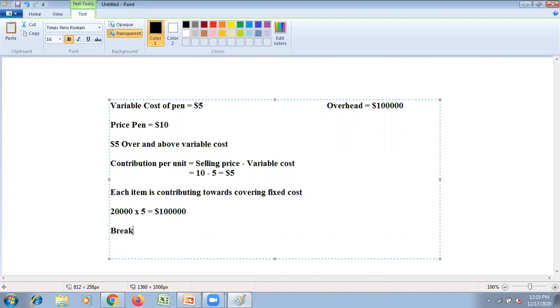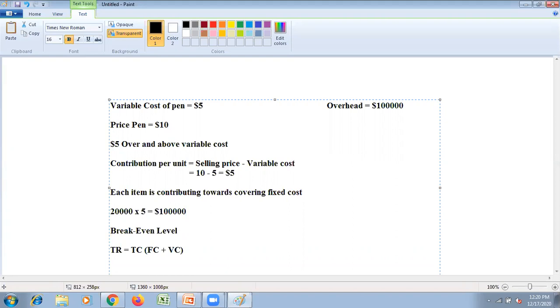So now you have achieved what we discussed. You have achieved the break even level, where the amount you are getting, the total revenue, is equal to the total cost. And you know that total cost includes fixed cost plus variable cost.